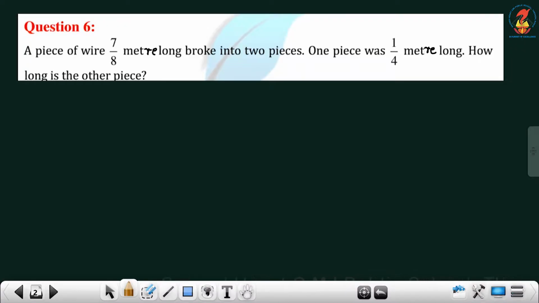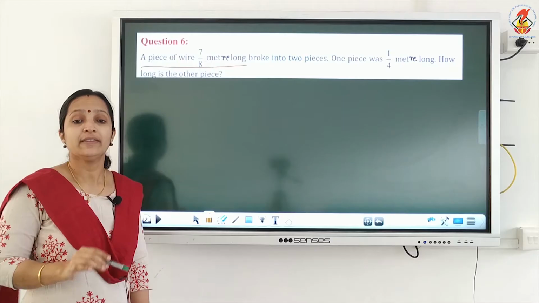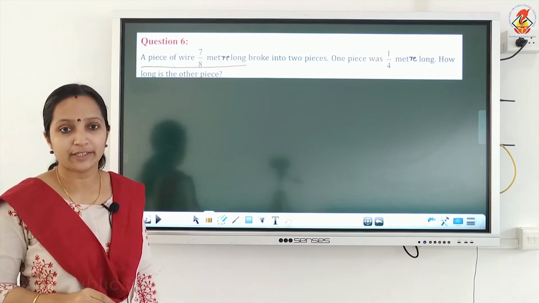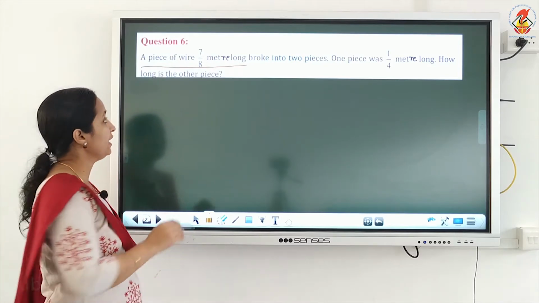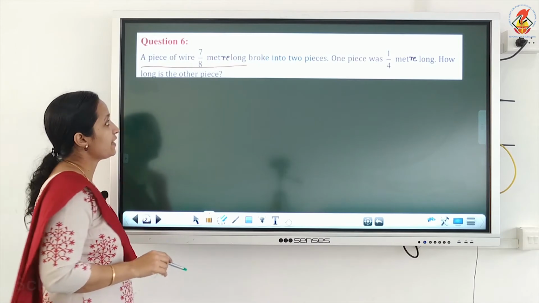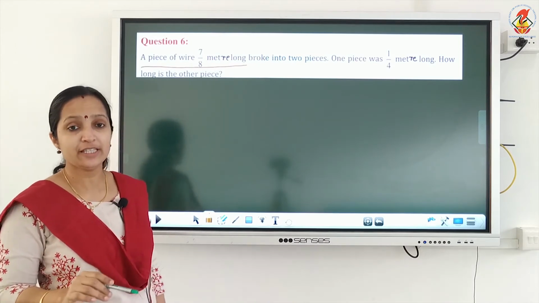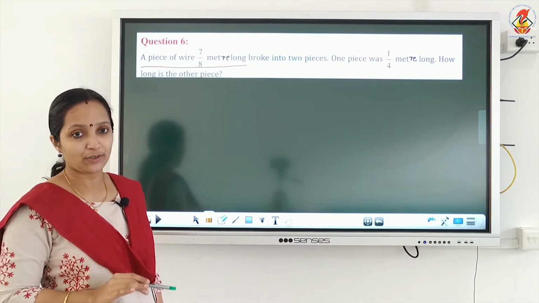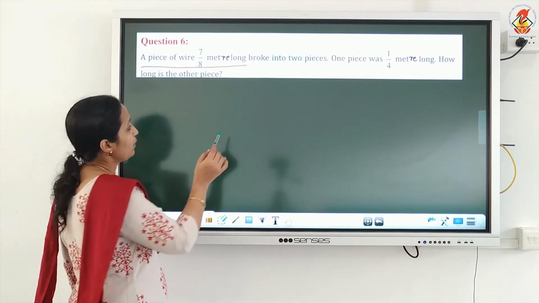A piece of wire 7 by 8 meter long. What is the meaning of that sentence? A piece of wire 7 by 8 meter long means that is the total length of that particular wire. I hope it's clear. And what happened?